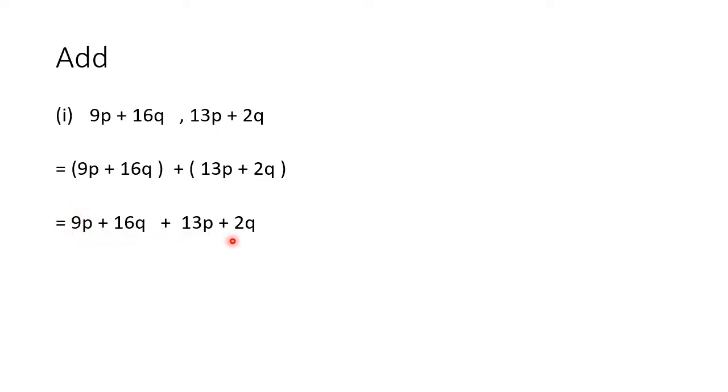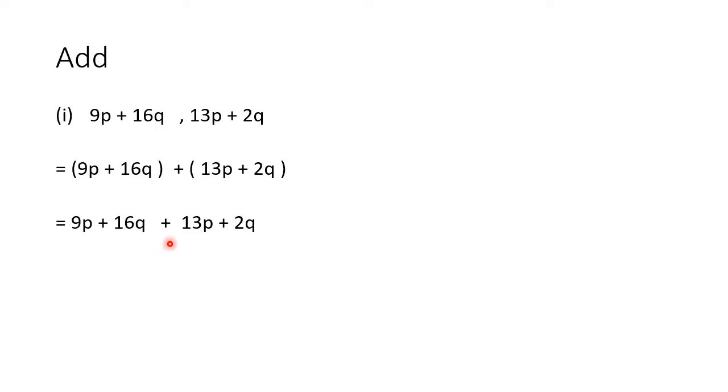Now in these four terms you have to check for the like terms. Like terms means you don't have to look for the numbers, you have to look for the alphabets. The alphabets should be same, as well as its power should be same. Then only you can say that they are like terms. So when we check 9p and 16q, they are different because the p and q are different.